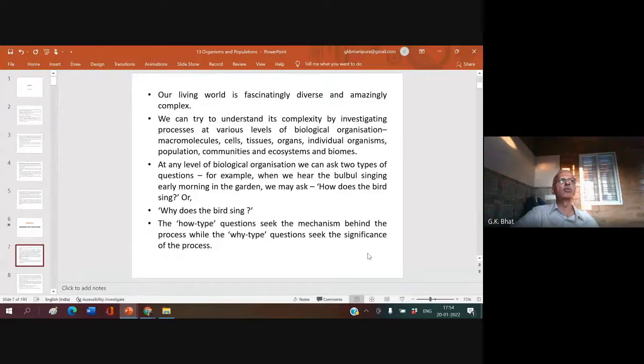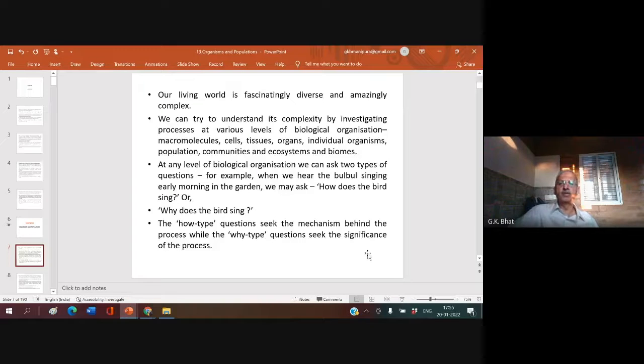In what way is it diverse? We can try to understand this complexity, how complex it is, by investigating processes at various levels of biological organization. You look into the macromolecules inside a cell. You look into the cells that constitute the tissue. Look into the tissues that form an organ. Look into organs that result in an individual. Look into individuals that result in a population. Look into populations present in communities. Look into communities within the different ecosystem biomes. So with all these, we have complexities.